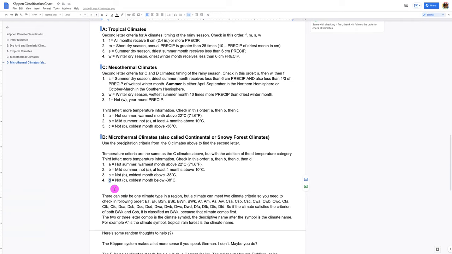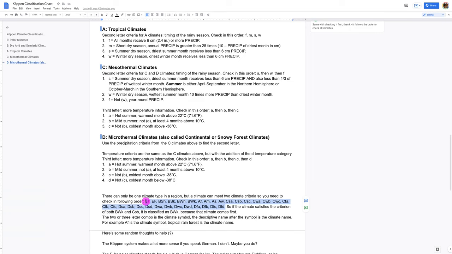So there's two other things that I wanted to explain, and that is, this is the full list of how to check Köppen climates. So the Köppen climate classification system, you check to see, is it an ET? Well, we're doing it slightly differently, but this is the full order of operations, the full order of preference.